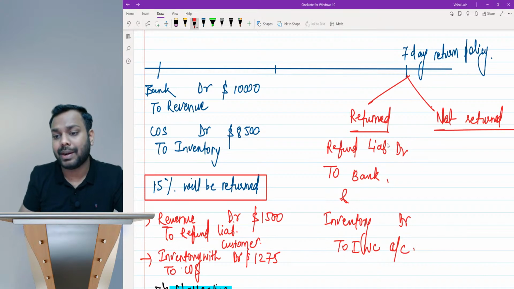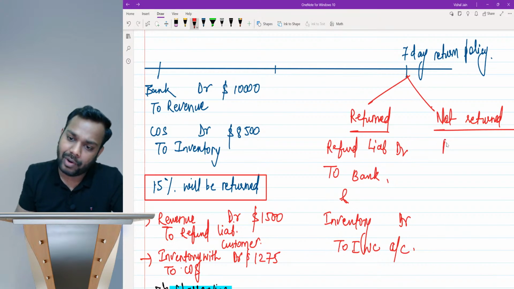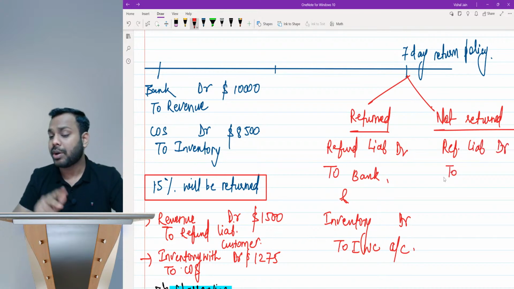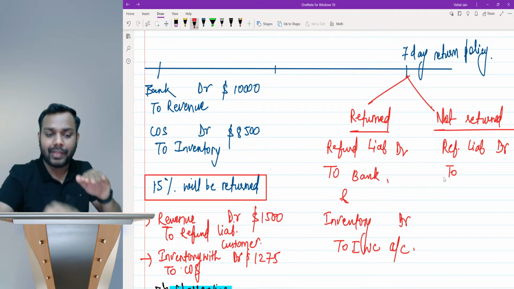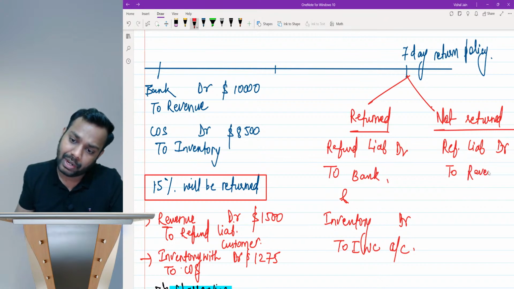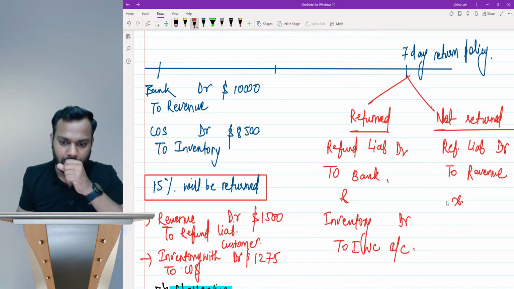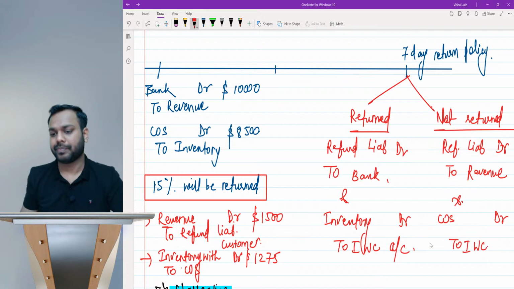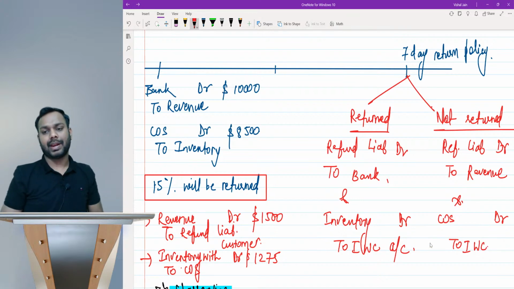If the goods are not returned, then in that case again we'll debit the refund liability account, but to what? Tell me. Not to bank. If not returned, then I will again reverse this entry and recognize it as revenue, right? To revenue, and cost of sales account debit to inventory with customer. This is how I have to recognize the entries.